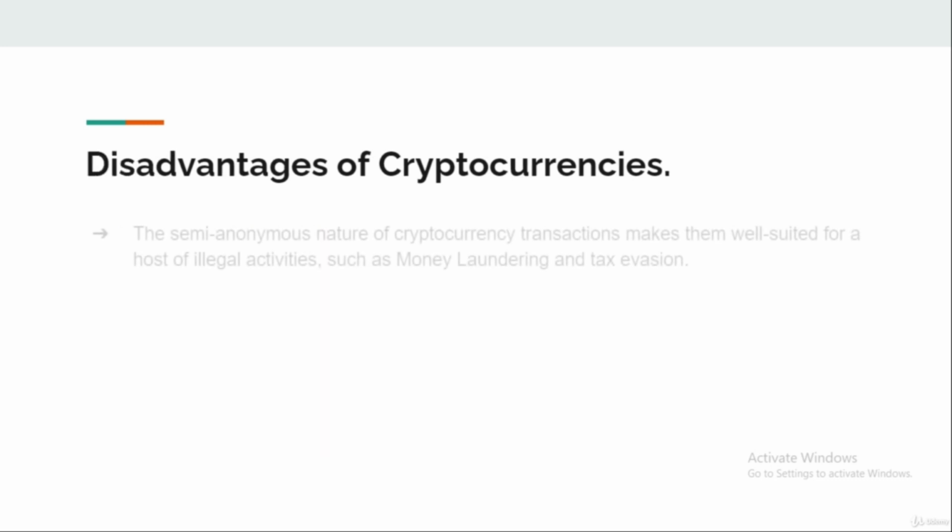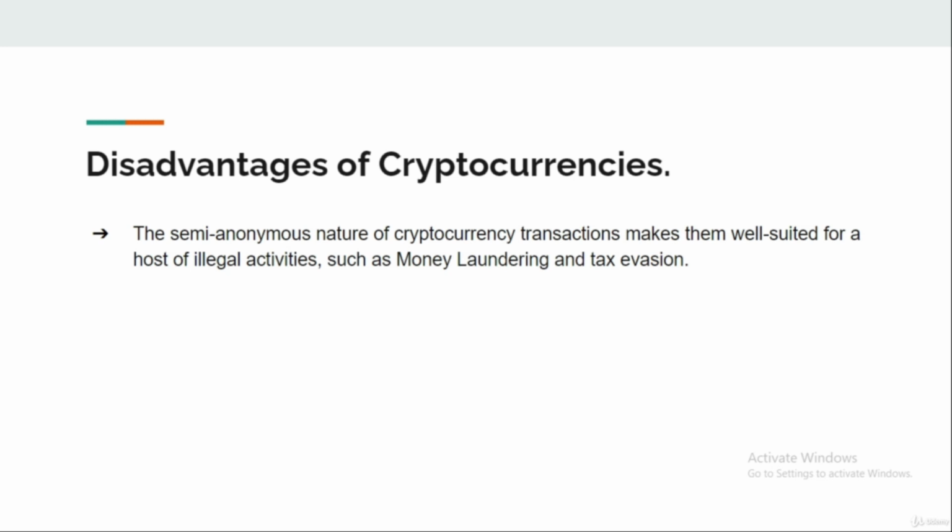The semi-autonomous nature of cryptocurrency transactions makes them well suited for a host of illegal activities such as money laundering and tax evasion. Well, the whole dark web works on this drawback as all the payment methods of illegal activities are in the form of bitcoins, which makes them perfect for scams like money laundering or tax evasion. On the other hand, the scammers are totally secured as after payment they cannot be tracked.